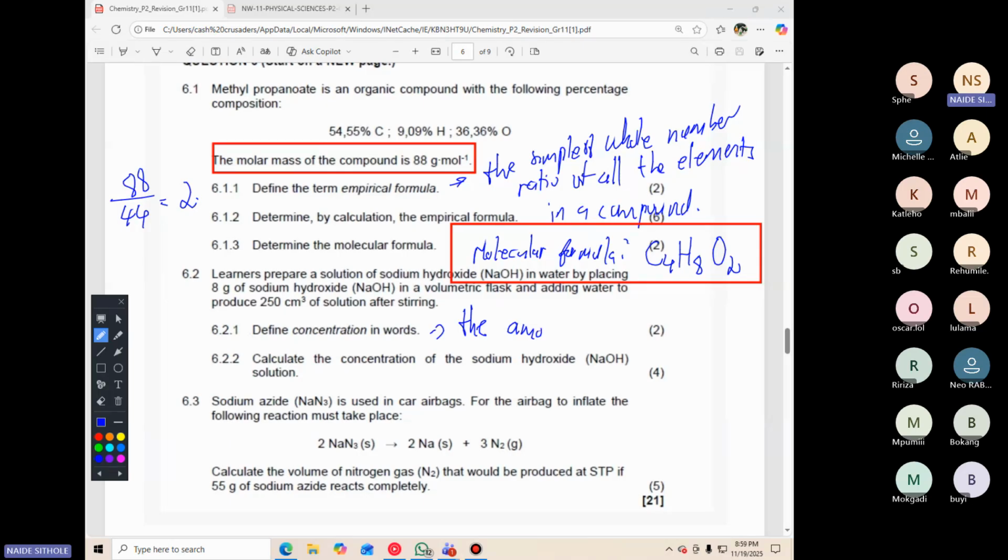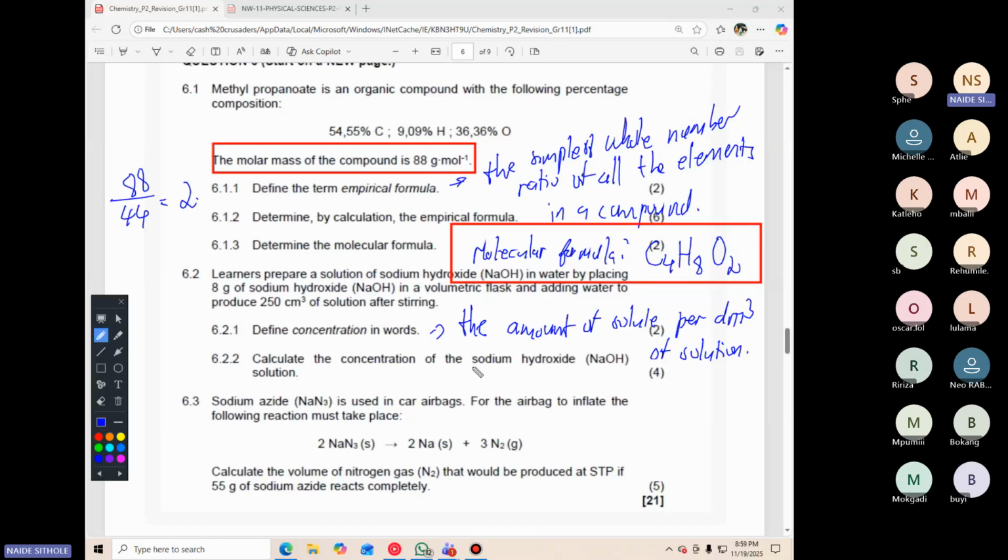What is it? The amount of solute per dm cube of solution. Yeah, the amount of solute per cubic decimeter of solution. Something like that. Something of that nature. Some say per liter, right?